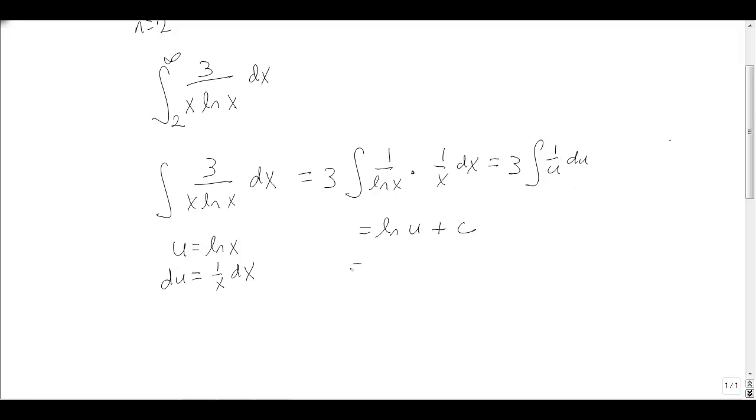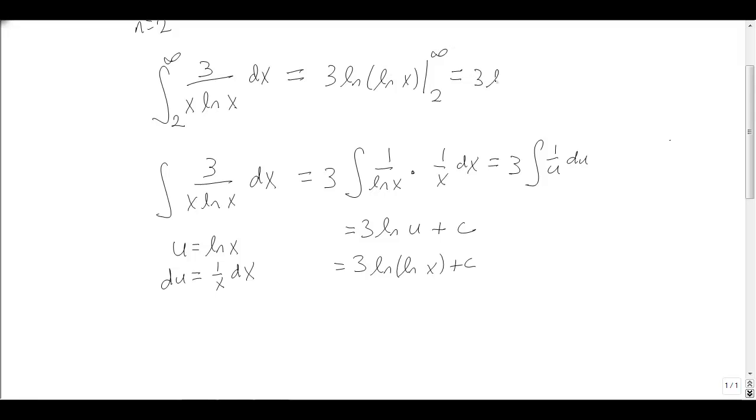And then u is natural log of x, so you get natural log of x plus c. That was our antiderivative, our indefinite integral. Now to do the definite integral, whoops, at some point I lost my 3. I know I should get 3 times something. So I should get 3 natural log u, which is 3 natural log x. So an antiderivative is 3 natural log of x, and I'm just going to plug in 2 and infinity. You could write this as a limit statement, but this is more efficient here.